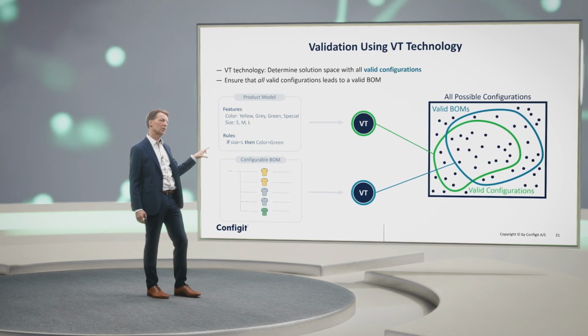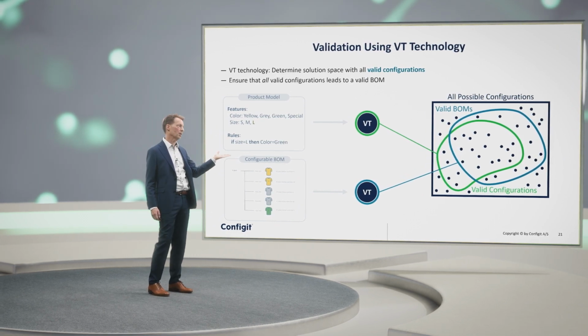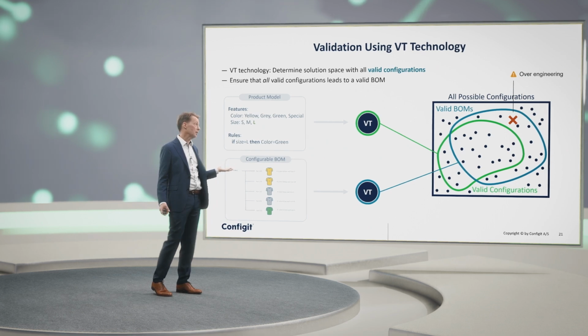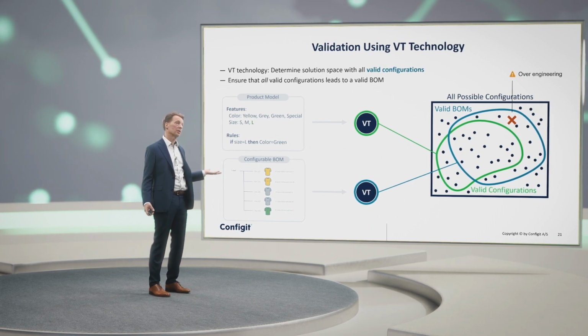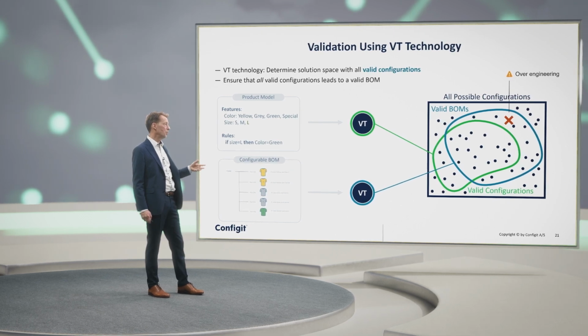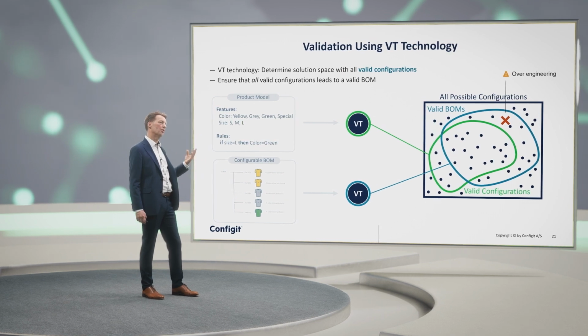That solution space will typically be different from the solution space that came out of the product model. In this case, you can see that they sort of overlap. And if you look at this, you'll find that those configurations that sit there in the blue circle but are not in the green circle, they are valid bills of material, but they cannot be sold. There's no configuration out of the product model that leads to that particular bill of material. So in a sense, that's over-engineering.